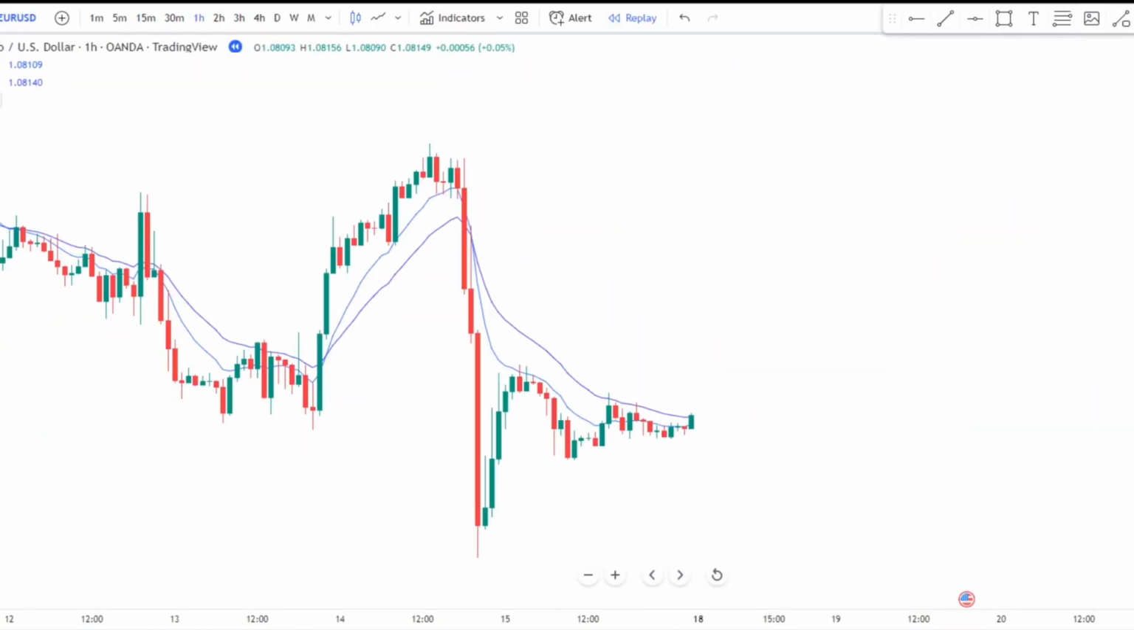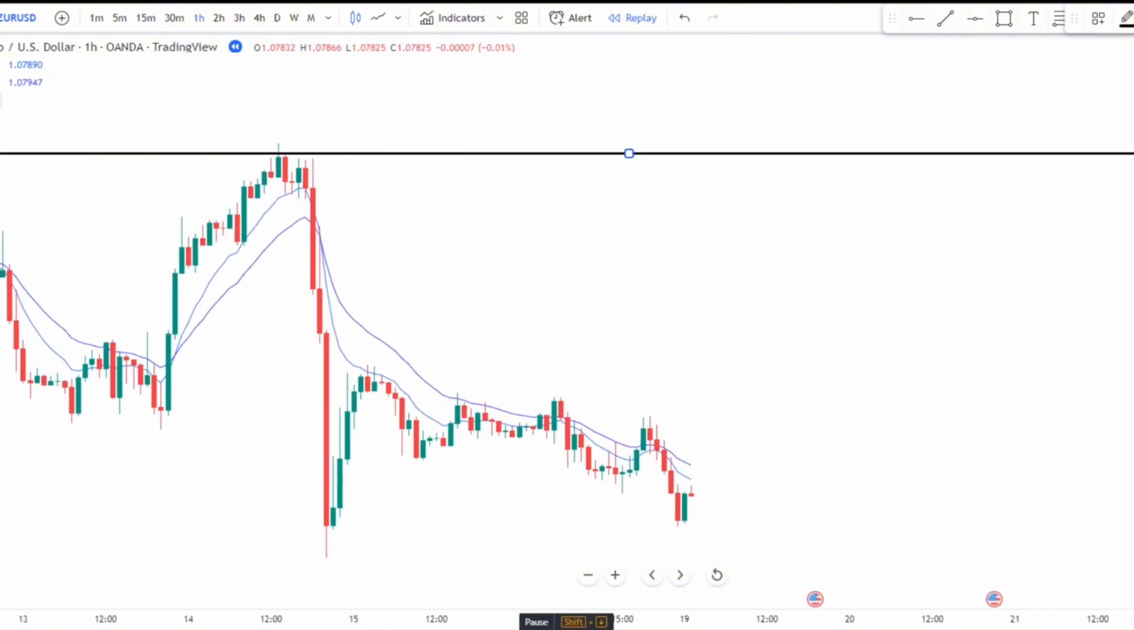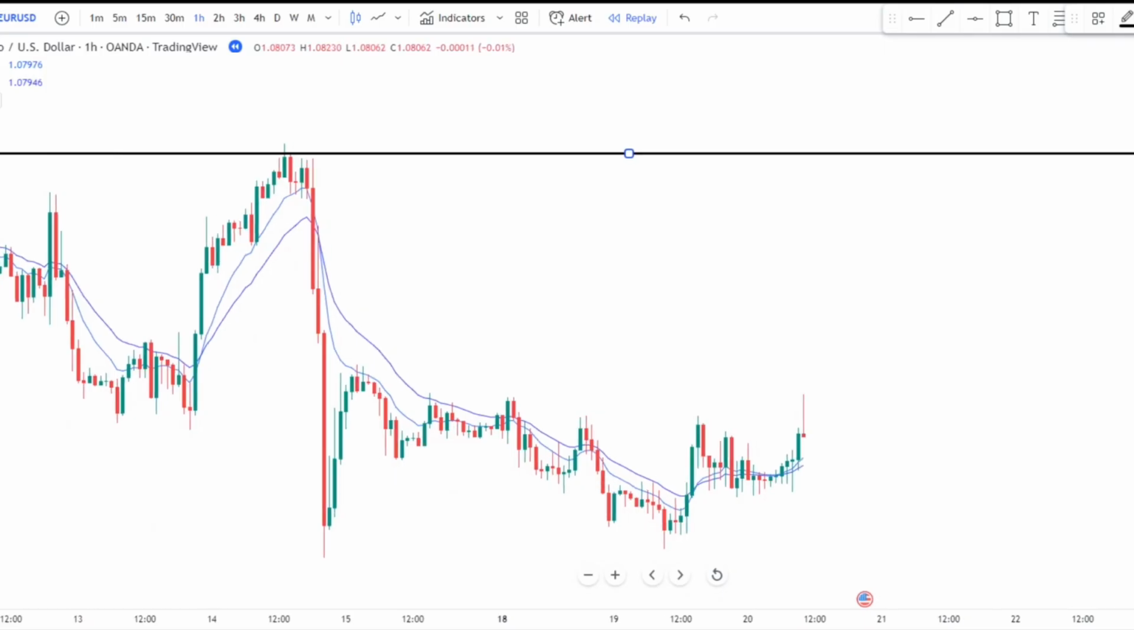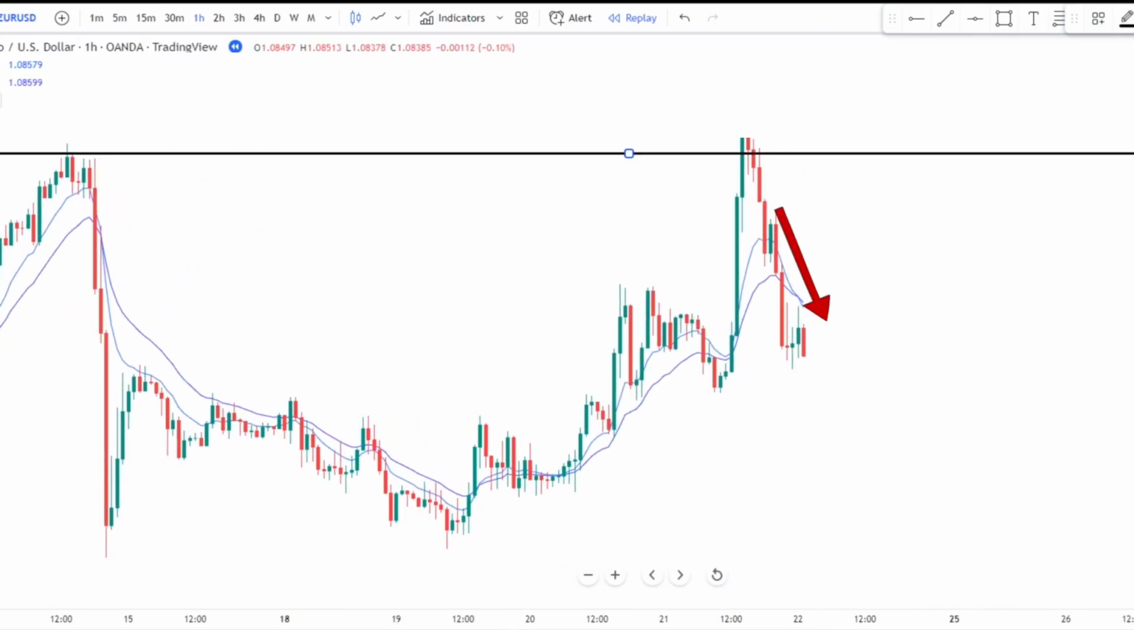Here's how. First, identify a key level where the price has previously reacted. In this chart, we have a clear resistance level where the price touched it, then dropped back down. Now we wait for the price to approach that same key level again. When it does, watch the EMAs. If the EMA 10 crosses below the EMA 20, right at that key level, that confirms momentum has shifted bearish. That's your signal to sell.